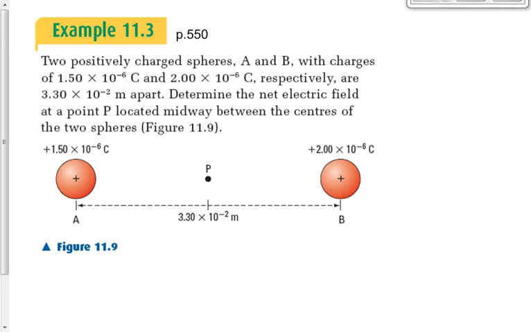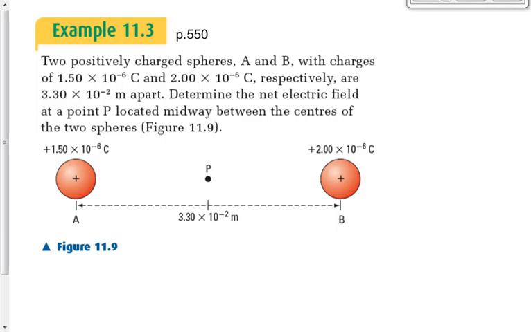This is kind of like those force problems where we had three charges. This time, to find the electric field strength at point P, midway in between A and B, we've got to draw what amounts to almost a free body diagram. It's not a free body diagram, because free body diagrams show forces, and we're not going to try to show forces here. We're trying to show electric fields. But it's the same thought process that we go through.